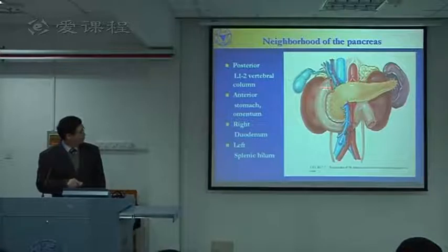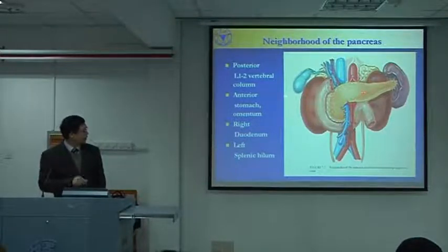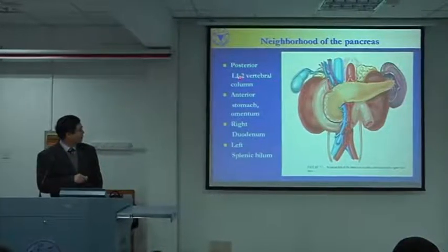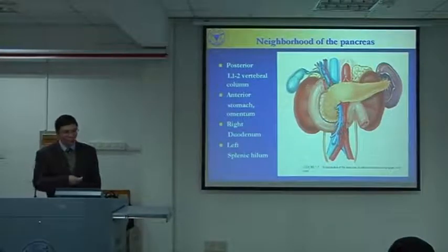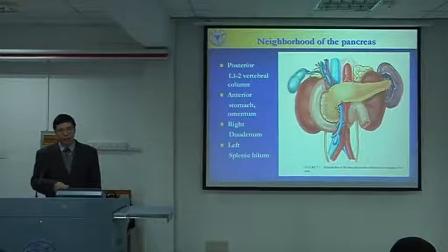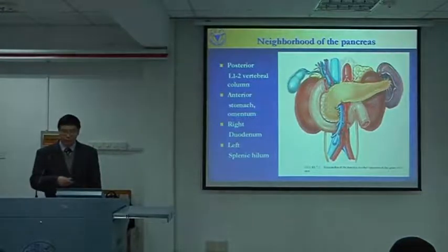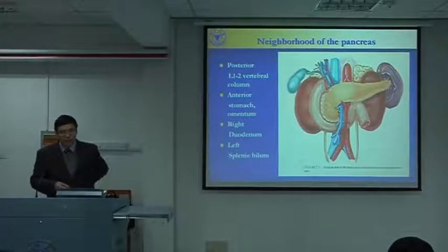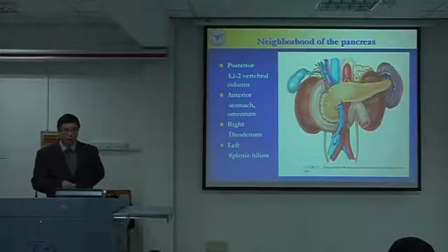It's a retroperitoneal organ, at the level of the first lumbar and the second lumbar vertebrae, horizontal. So when a patient has symptoms, the patient will feel pain in the back, at the level of the first and second lumbar.